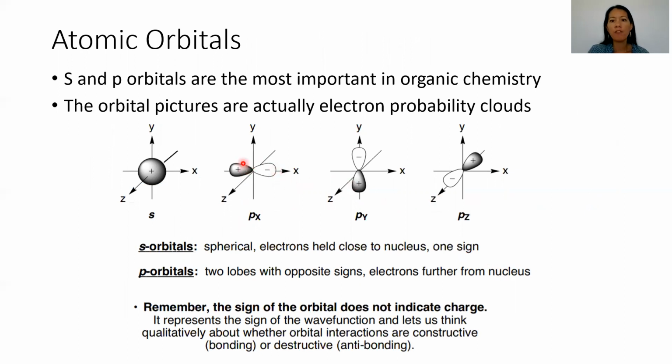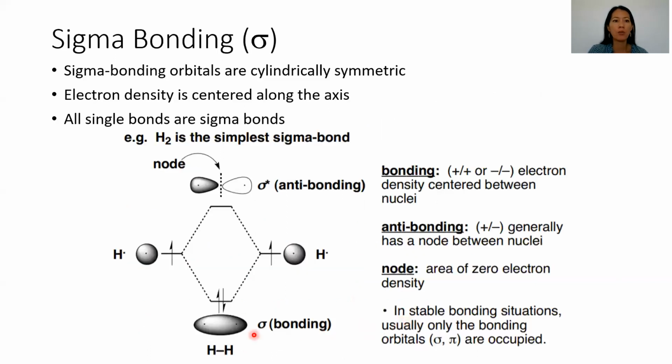There is a phase associated with each lobe. I can either shade it or write plus or minus. These aren't charges. These are just saying that lobes, for example, 2 lobes with opposite signs for the p orbitals, can combine in different ways where 2 positives or 2 negatives can combine to make something constructive or bonding. Or you can have a plus and minus not combine, and that's destructive or antibonding. So I'll show that in a diagram here.